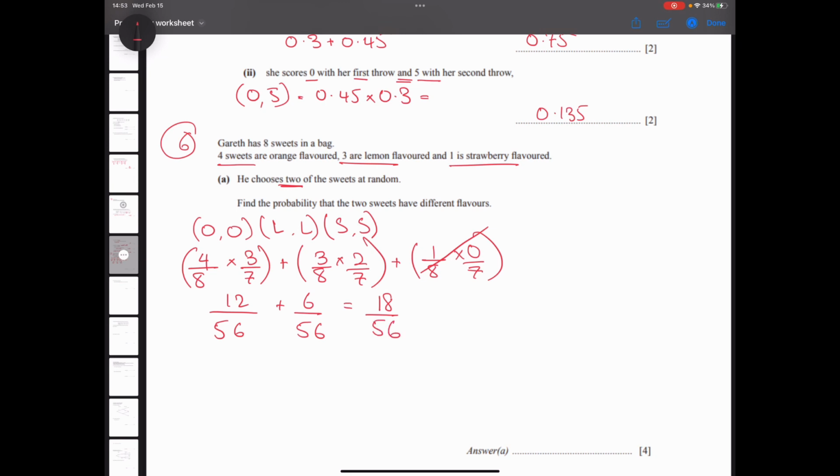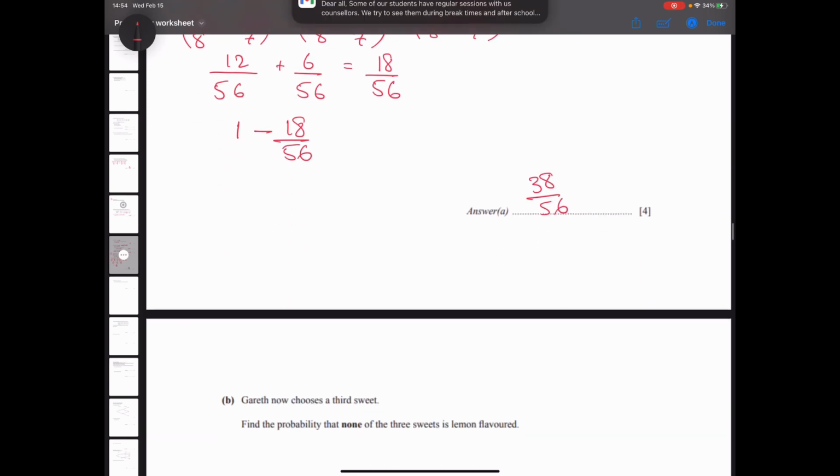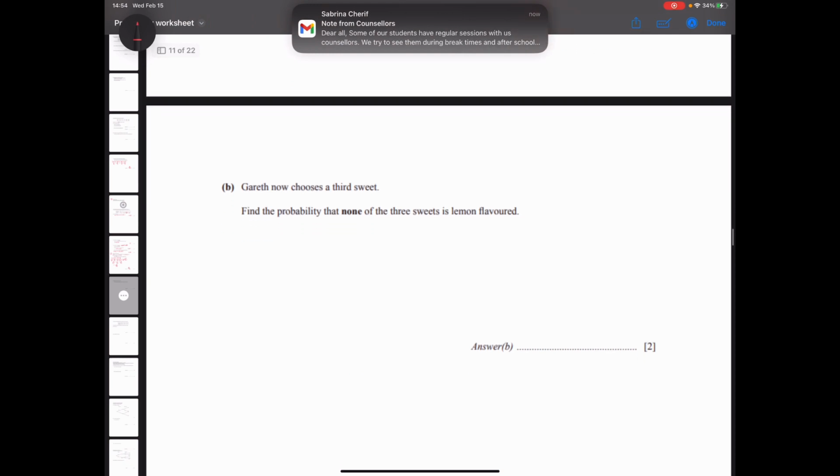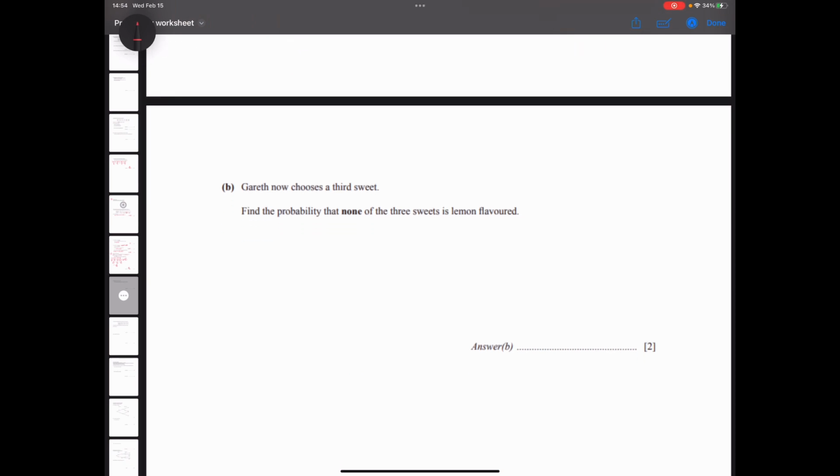Now different flavors goes the other way around. So 1 minus 18 out of 56. Okay, so let me see. 56 minus 18, 38 out of 56, and that is your answer. Gareth now chooses a 3rd sweet. Find the probability that none of the 3 sweets is lemon flavored. So again, none of them. So not lemon, not lemon, not lemon.